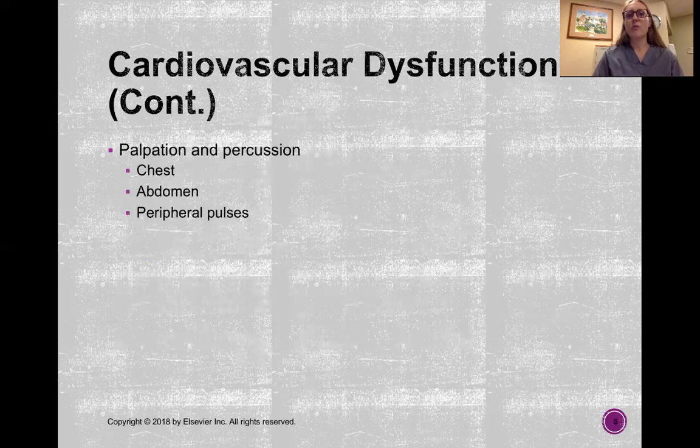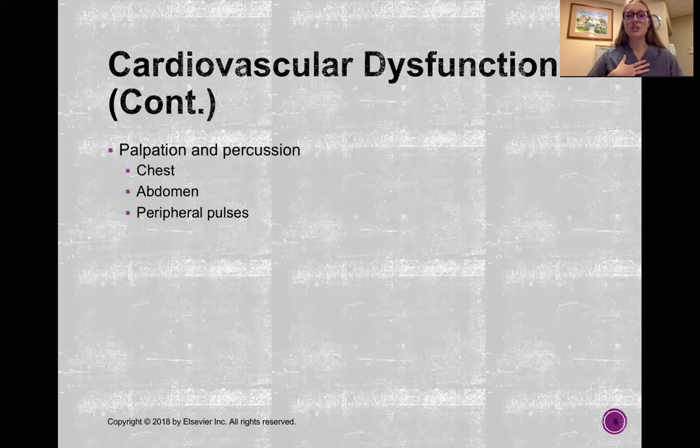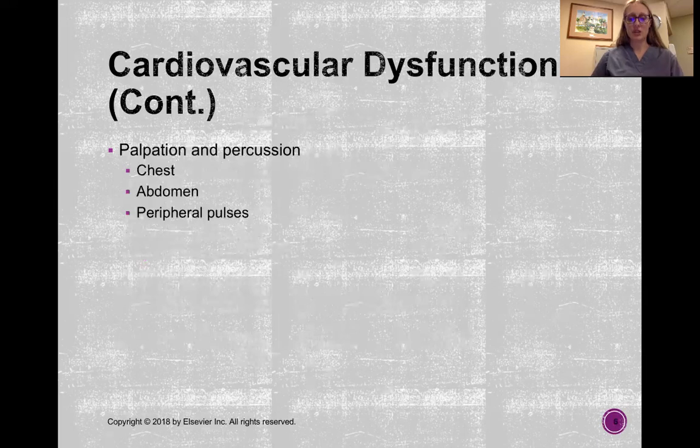And then when we're going to palpate and percuss, we're looking at the chest, and we're going to feel that chest. We're going to feel for the size of the heart, and here's where we're going to feel for those thrills as well. So if we feel any abnormal pulsations on the chest itself, we're going to feel into the abdomen. We're going to look to see if we can see that aortic pulsation as well. We're going to look to see if we can palpate an enlarged liver or an enlarged spleen.